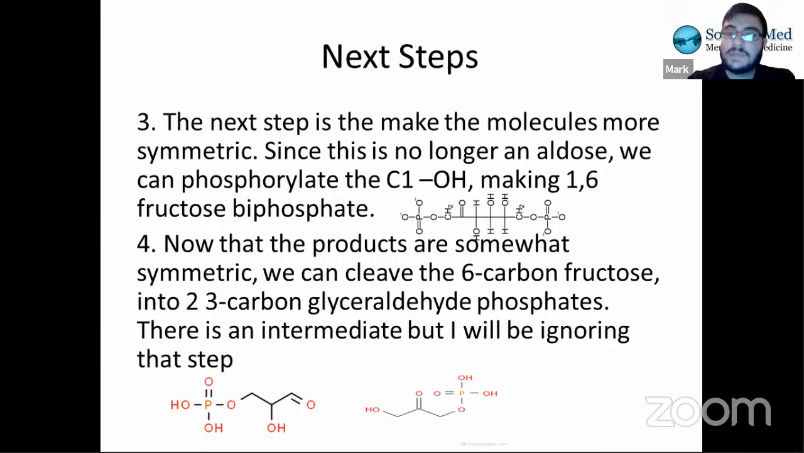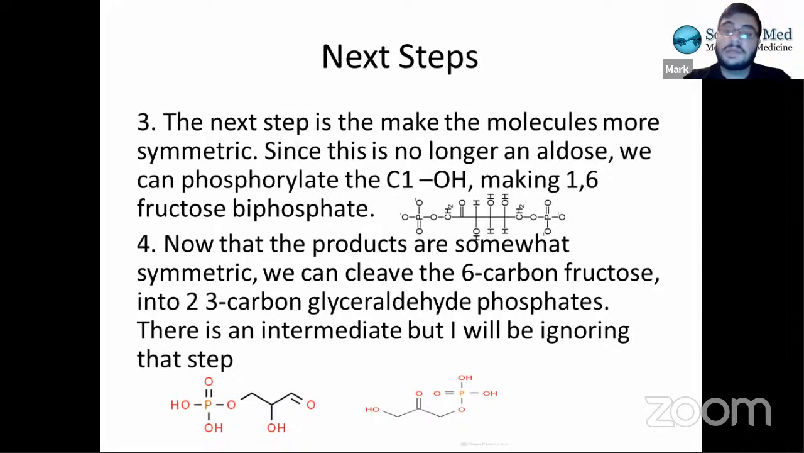The next step is making the molecule more symmetric. Since this is no longer an aldose, we can actually phosphorylate the C1 carbon. That's why we needed to change it, because if you remember, aldehydes have a double bond O on the end, which cannot be phosphorylated. So we actually need to make it a ketose and move the double bond O from carbon 1 to carbon 2, so we can actually phosphorylate carbon 1.